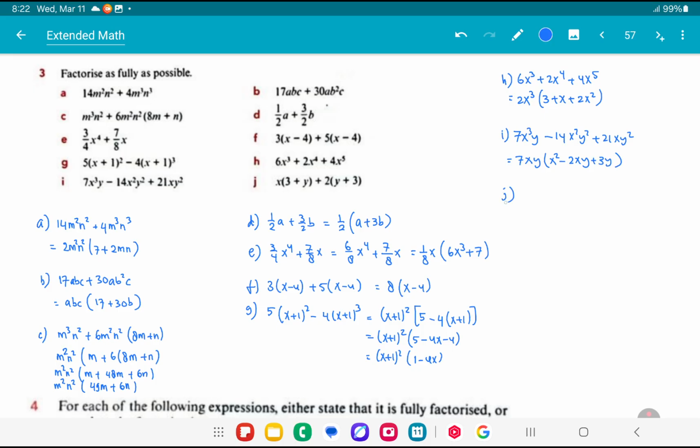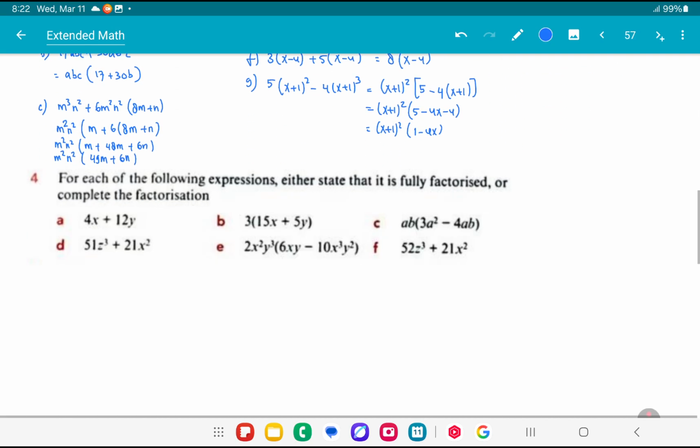And then for question J, x multiplied by (3 plus y) plus 2(y plus 3), which we can conclude that 3 plus y equals y plus 3. So we factor out 3 plus y, and the remaining is x plus 2.